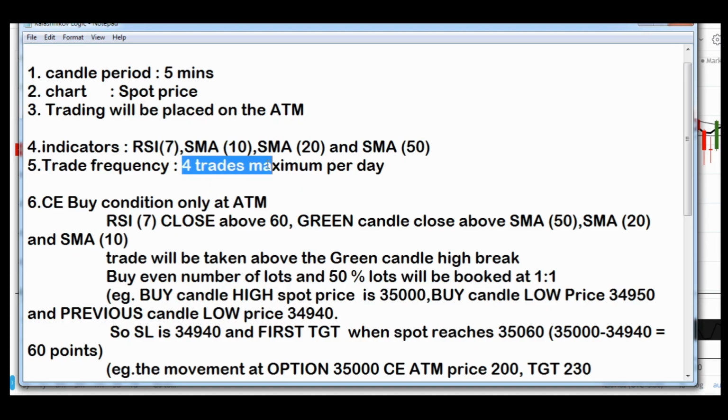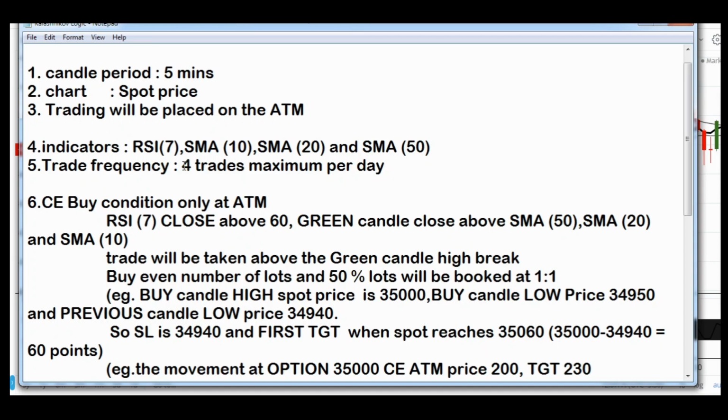Another thing is 4 trades maximum per day, which is very important with option buying. To avoid overtrading, he has suggested 4 trades maximum per day, and the way I have coded this strategy in Tradetron is 2 trades maximum per call side and 2 trades maximum per put side. You can code accordingly also. If you get all 4 trades on the call side, or all 4 trades on the put side, then you can trade accordingly. I have coded 2 trades maximum per call side and 2 per put side.